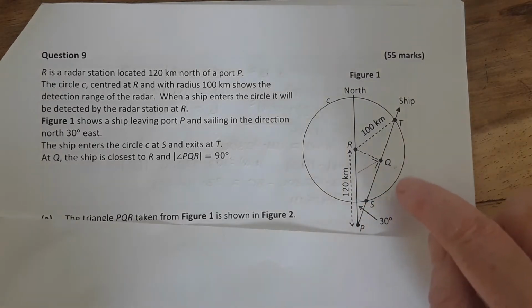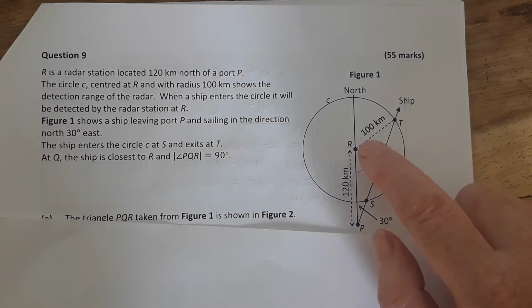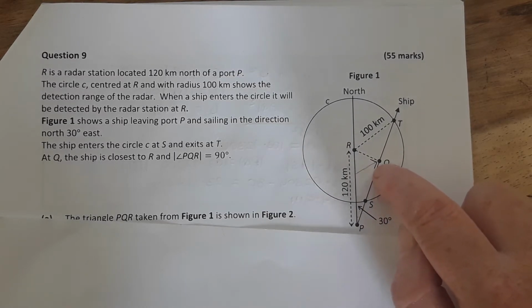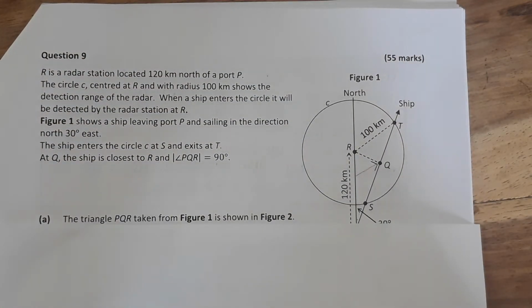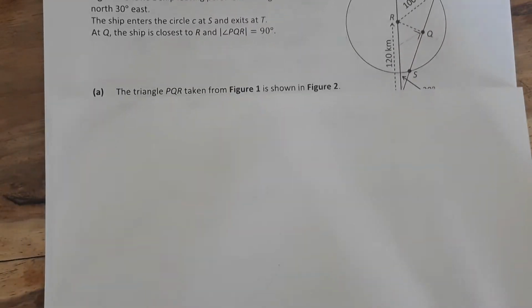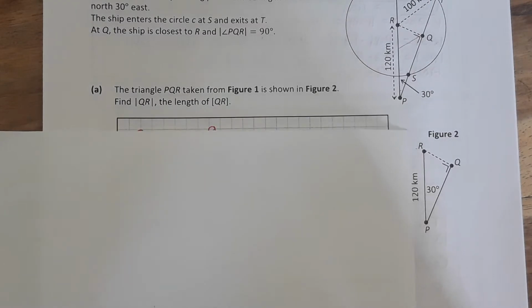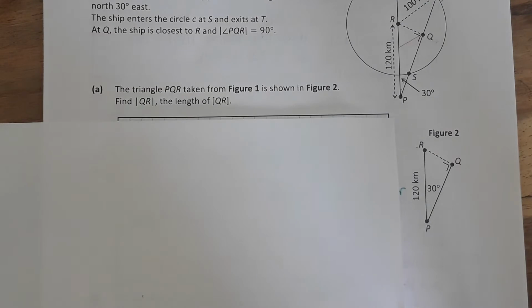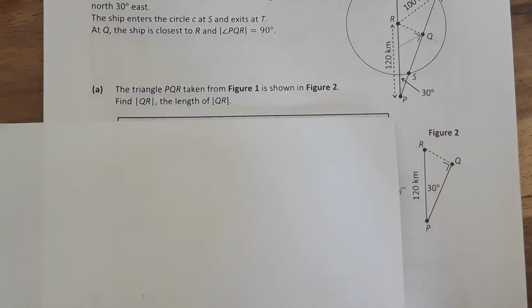At Q, the ship is closest to R, and PQR is 90 degrees. So it's a right angle. So we've right angle triangles here. So you're looking at your trigonometry with right angle triangles. So the triangle PQR, that's there, is taken from the figure 1 as shown. Okay, so find QR, the length of QR.